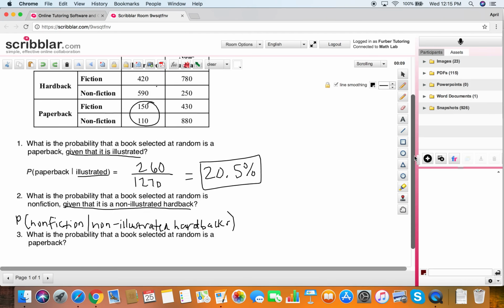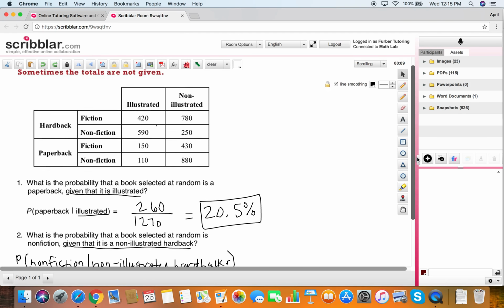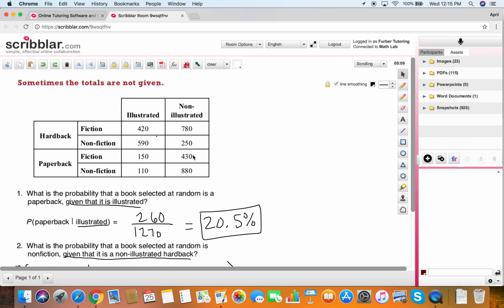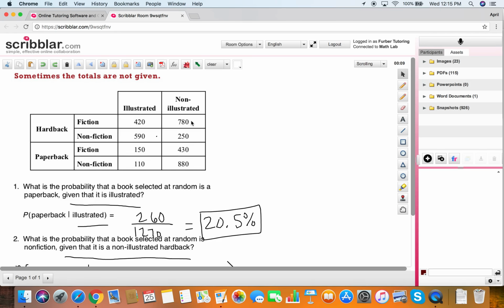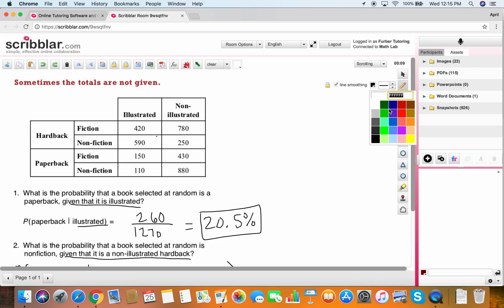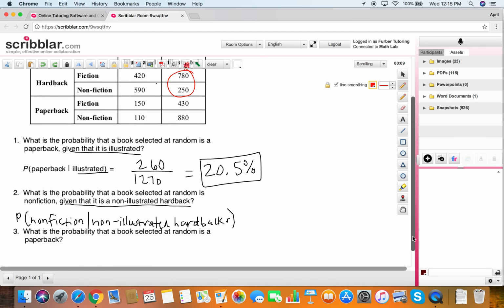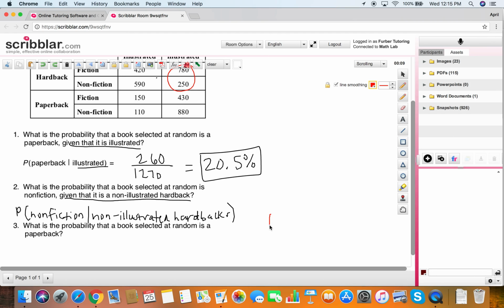So if I find the total of non-illustrated hardbacks, then I am going to be talking about, non-illustrated is the column, non-illustrated hardbacks is referring to these two categories, okay? So when I add those together, that's going to give me 1,030. That's what it's out of. Remember that bar means that this is in the denominator, okay?